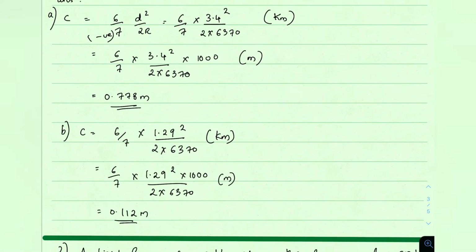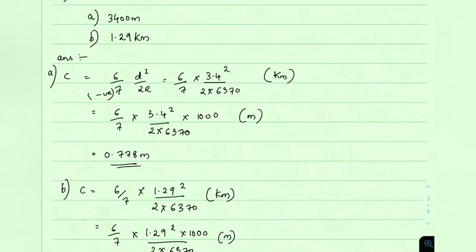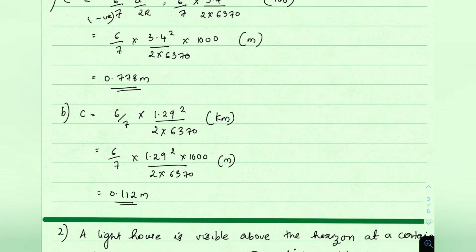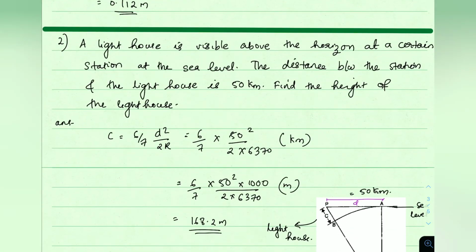Okay. Then the next one also, it is in kilometer. I just substituted it in kilometers. And to make the correction in meter, this will be into 1000. So you get the answer as 0.112 meter. So that was a simple question.